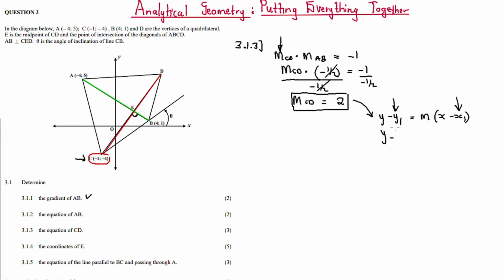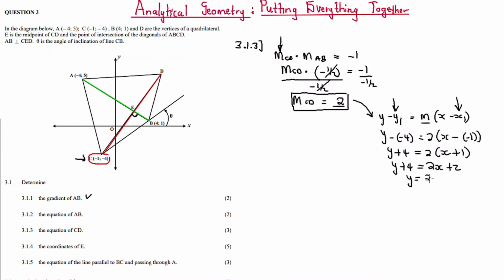So y minus, what is y1? That is the -4, equal to, what is the gradient? We calculated it, it's 2, open bracket, x minus, what is x1? It's the -1 in that C coordinate. So y plus 4 equals 2 times x plus 1. Then we simplify, it's going to be 2x plus 2.